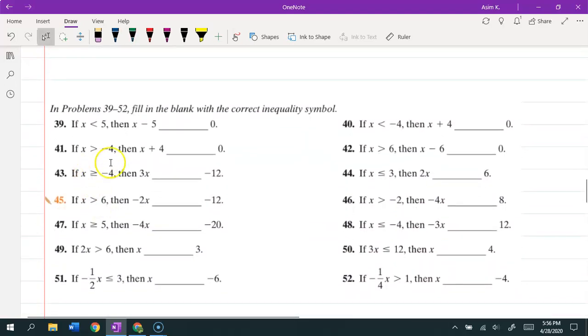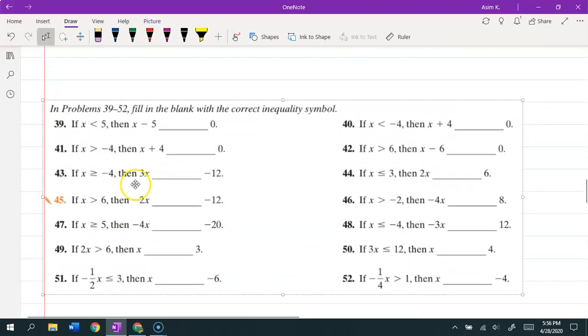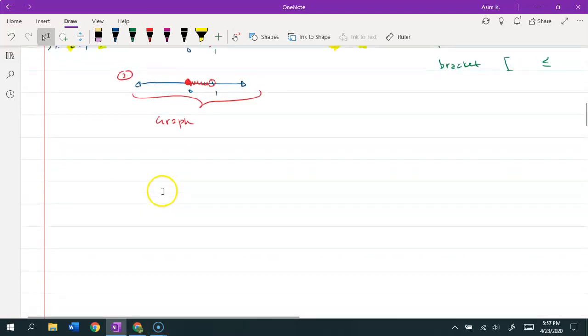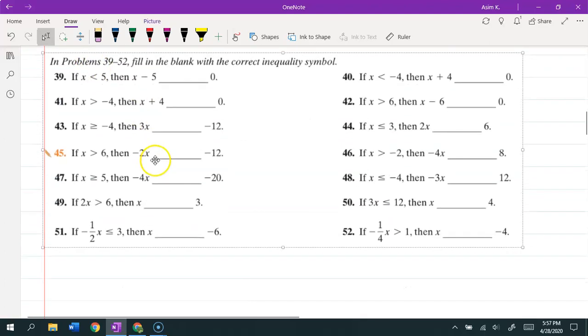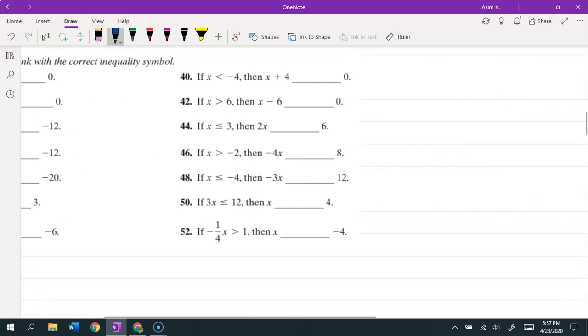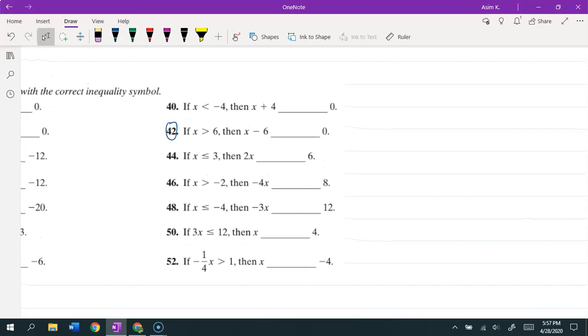All right, now the next objective is to go over one rule that I feel like we talk about a lot in middle school, but then if you forget it in high school, you kind of have a problem with it later. So let's take a few of these questions and go through them. Number 42 is a very simple one. It says if x is greater than 6, x minus 6 must be what? And the answer is x minus 6 must be greater than 0.